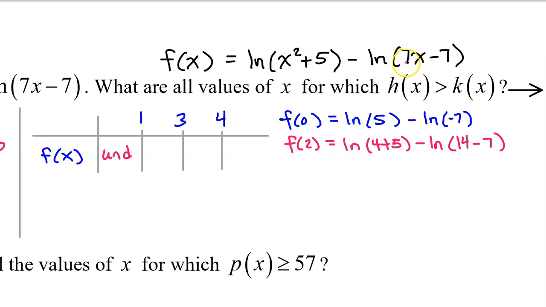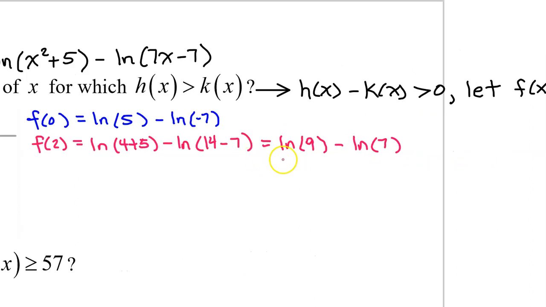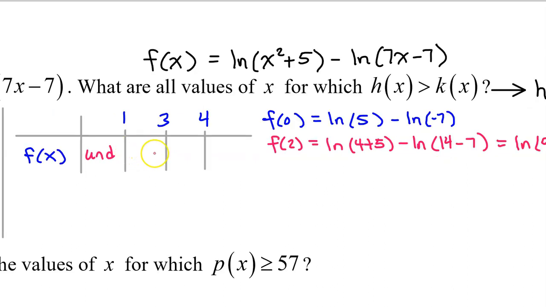Plugging in 2 for these x's gives us the natural log of 4 plus 5 minus the natural log of 14 minus 7. This equals the natural log of 9 minus the natural log of 7. Since the natural log of 9 is bigger than the natural log of 7, this difference is positive. So f of x will be positive in this interval.